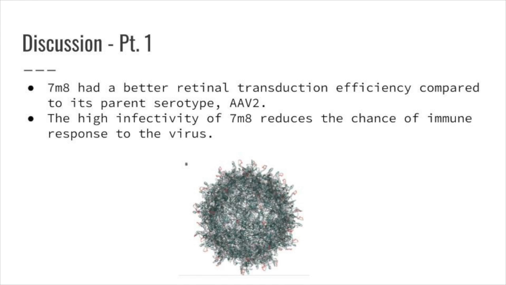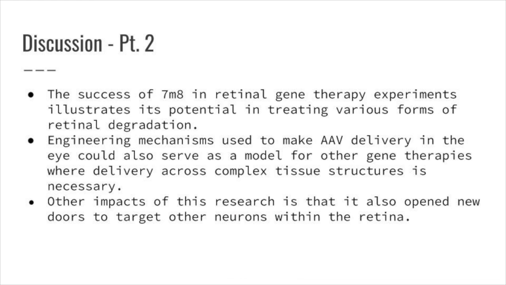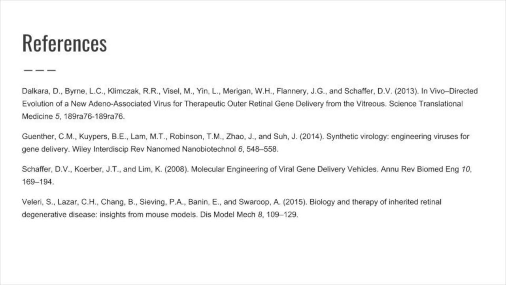Analyzing the results, the authors concluded that 7M8 is better than AAV2 when it comes to retinal transduction efficiency. Using 7M8 is also better because of its high infectivity, which can reduce the chance of immune response to the virus. The success of 7M8 also serves as a model for curing various forms of retinal degeneration in the future, and its engineering mechanism can be used as a source for other gene therapies where delivery across complex tissues is necessary. That is all, and thank you very much for watching.